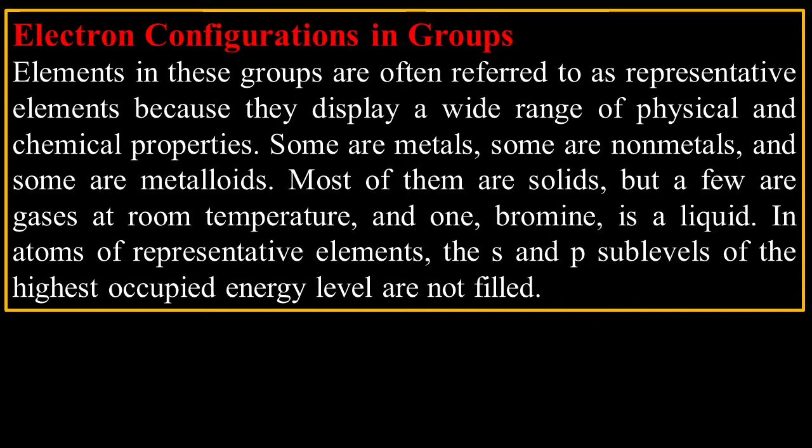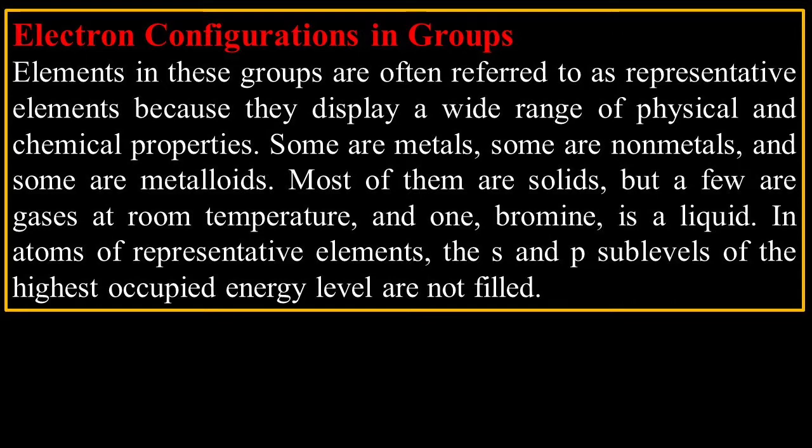Elements in these groups are often referred to as representative elements because they display a wide range of physical and chemical properties. Some are metals, some are nonmetals, and some are metalloids. Most of them are solids, but a few are gases at room temperature, and one, bromine, is a liquid.